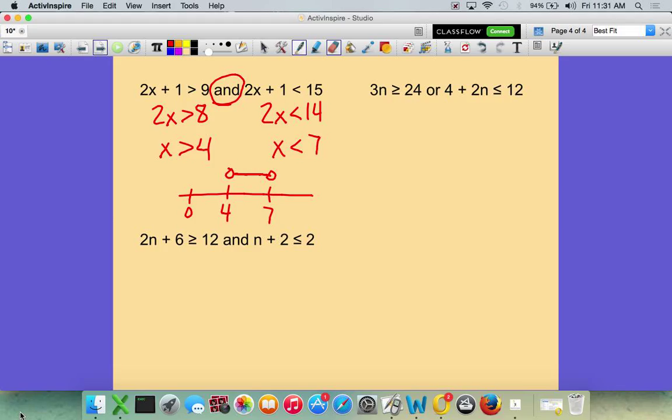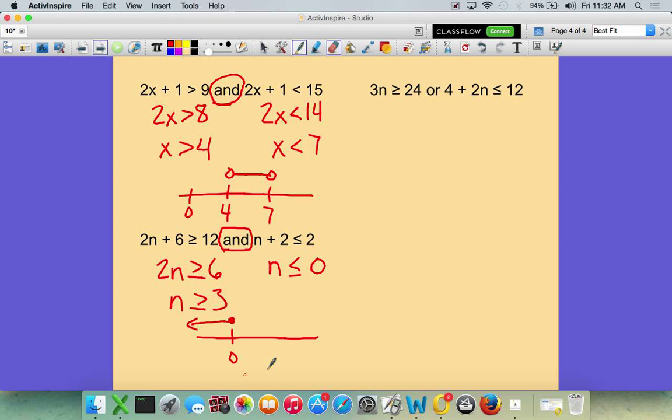If we come down below, we also have an "and" in here. This one is going to look a little bit different. We still solve for n the same way. We subtract 6, we divide by 2, n is greater than or equal to 3, and n is less than or equal to 0. Now if we look at this graph, we would have our 0 with a closed circle going to the left, and at 3, we'd have a closed circle going to the right.